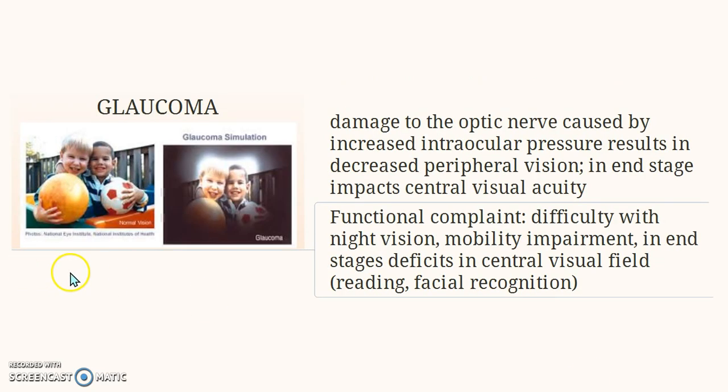And here's the comparison of normal versus glaucoma vision. The damage to the optic nerve caused by increased intraocular pressure results in decreased peripheral vision, which in end stage impacts visual acuity. The main complaints are difficulty with night vision and mobility impairment, with deficits in the central visual field in end stages.